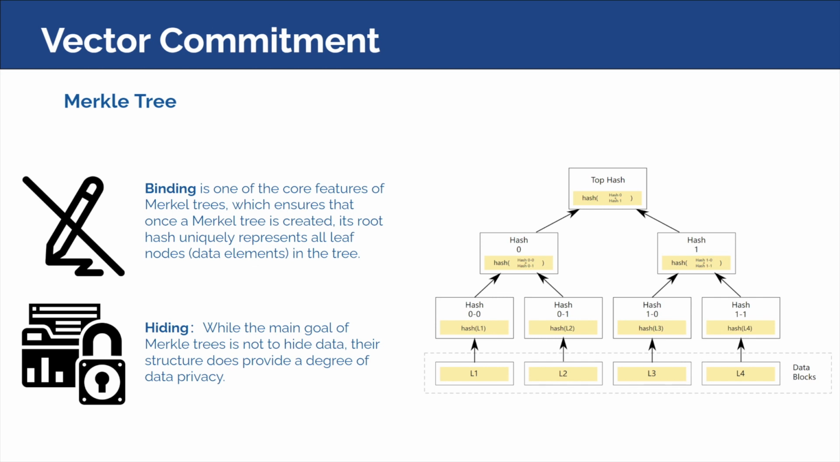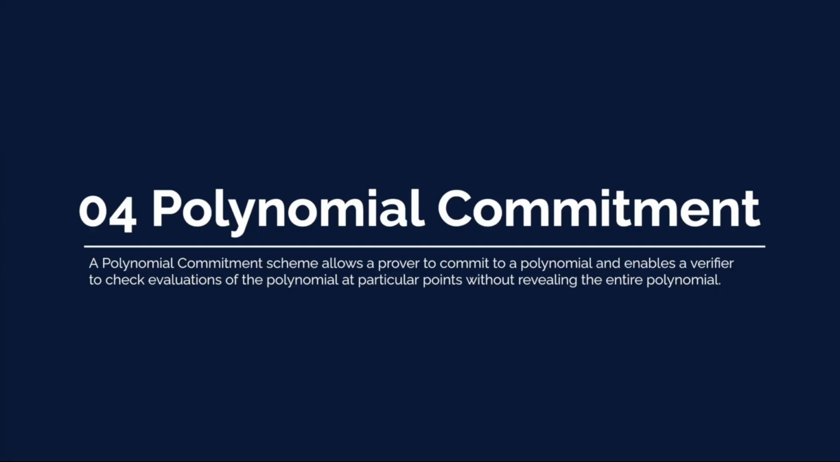I choose to introduce the method with the most vector attributes, the Merkle tree. Merkle tree is the most critical method of verification applied in blockchain transactions. In these application scenarios, we focus more on the binding aspect because once the Merkle tree is created, the root hash uniquely represents all leaf nodes in the tree. Next, Chen Hao will introduce the last two commitment schemes.